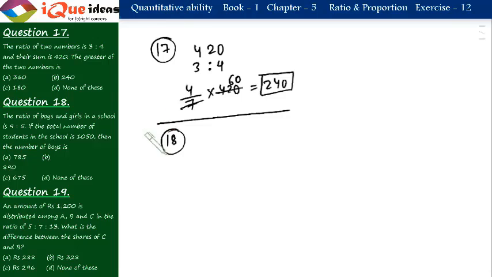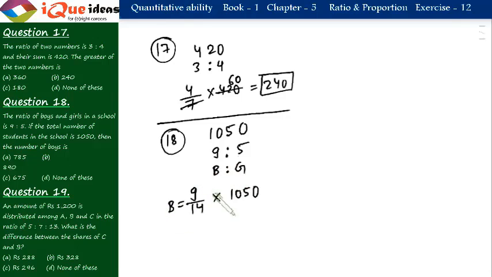Question number 18 here. It says the ratio of boys to girls in the school is 9:5. The total number of students in the school is 1050. So basically divide 1050 in the ratio 9:5. And this is the ratio of boys to girls. The question is asking for the number of boys. Be careful about the order. So first one is the boys. First one means 9. So number of boys would be straight away equal to 9 divided by 14, 9 plus 5, 14 into 1050.